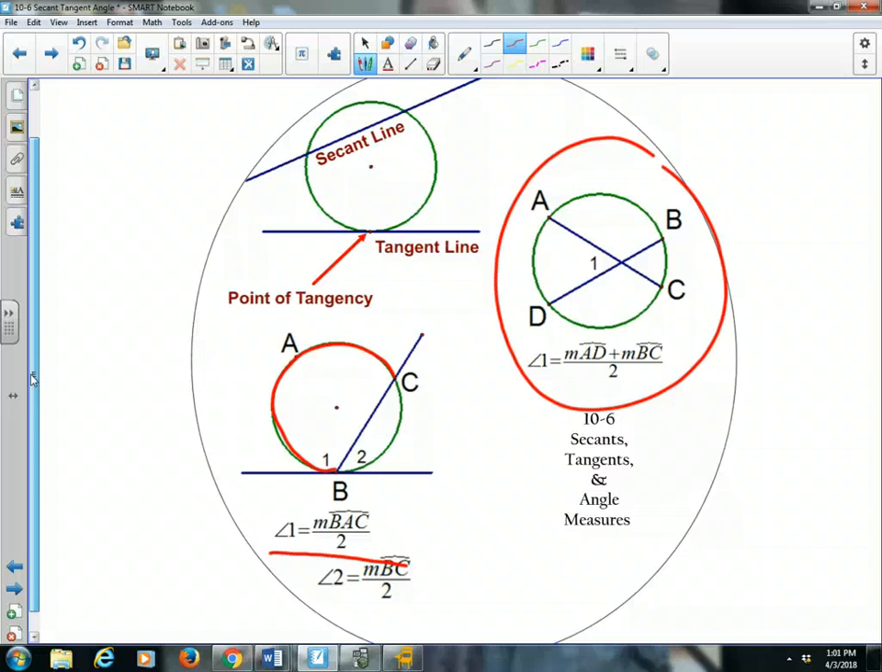Same thing with angle 2. To find angle 2, I would want to know its intercepted arc. Whatever its intercepted arc is, I would just divide that by 2. And that's what we get here. Okay? And notice 1 and 2, they do form a linear pair. So whatever angle 1 is and whatever angle 2 is, they should add up to equal 180 degrees.